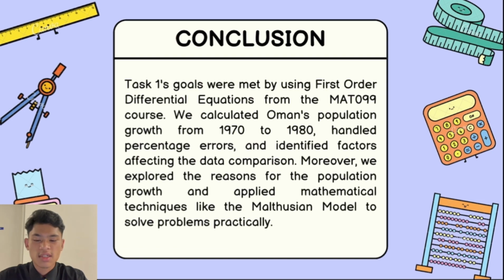So, for the conclusion, Task 1's goals were met by using first-order differential equations from the M8099 course. We calculated Oman's population growth from 1970 to 1980, handled percentage errors, and identified factors affecting the data comparison. Moreover, we explored the reasons for the population growth and applied mathematical techniques like the Malthusian model to solve problems practically.